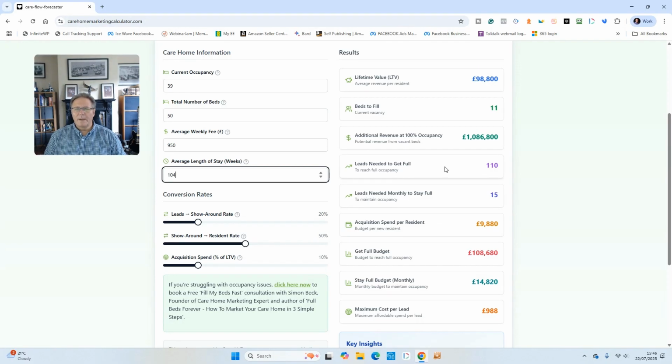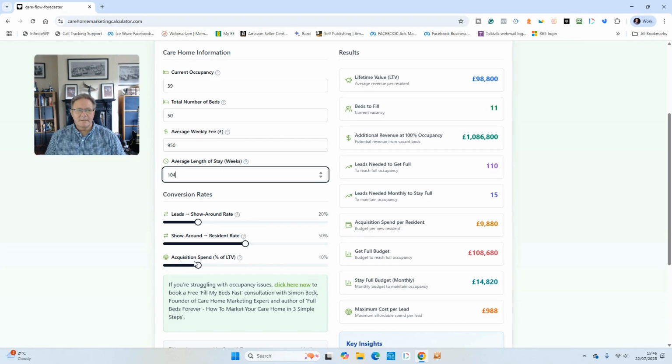Okay, so based on those figures, with these show around rates and this leads to show around rate, we've calculated that we need to generate 110 leads in order to get full in the first place, and then we need to generate 15 leads per month in order to stay full. Now the acquisition spend per resident is basically how much of that £98,800 are we prepared to spend in order to attract a client.